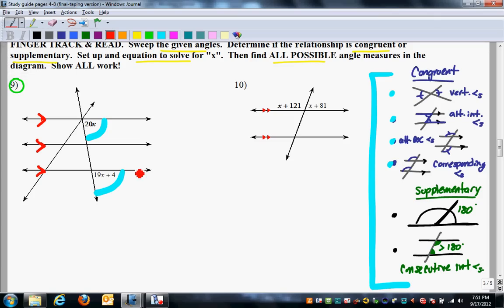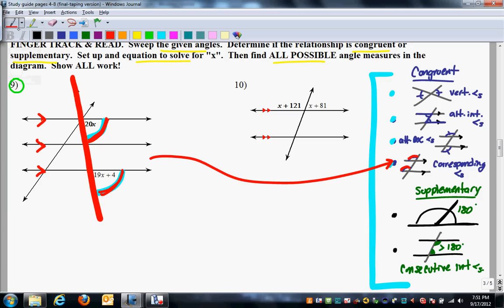If you look very carefully, these 2 angles here match corresponding angles. One's in, one's out, same side of the stir stick. That's our stir stick right there. Now, given that information, we know that these 2 angles here are congruent, not supplementary. They are congruent. So we're going to set up our equation here.